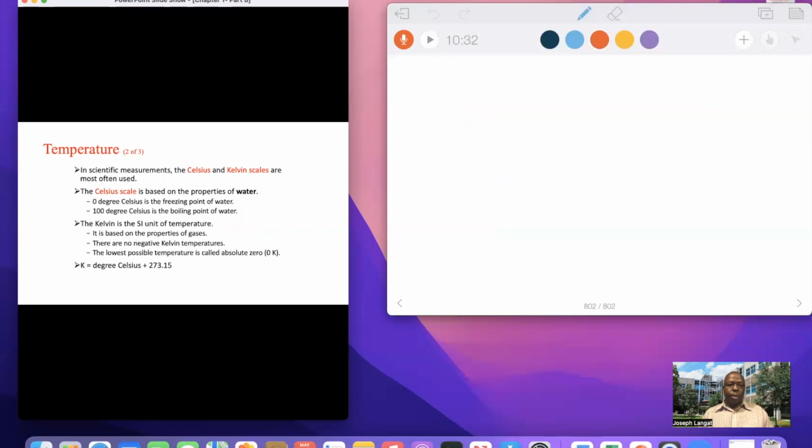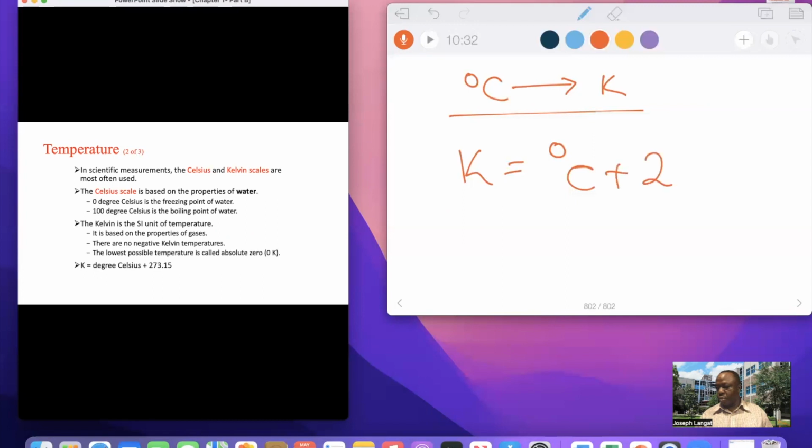There will be conversion of temperature from one scale to another, and I want you to know, I know some of you know, changing from degrees Celsius to Kelvin. That means you want Kelvin, it's going to be given by degrees Celsius plus 273.15. This is easy as that, and you have yourself the temperature in Kelvin.